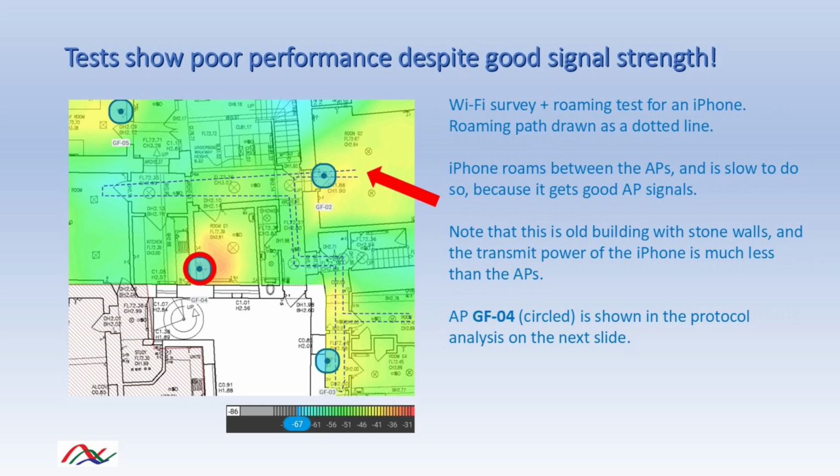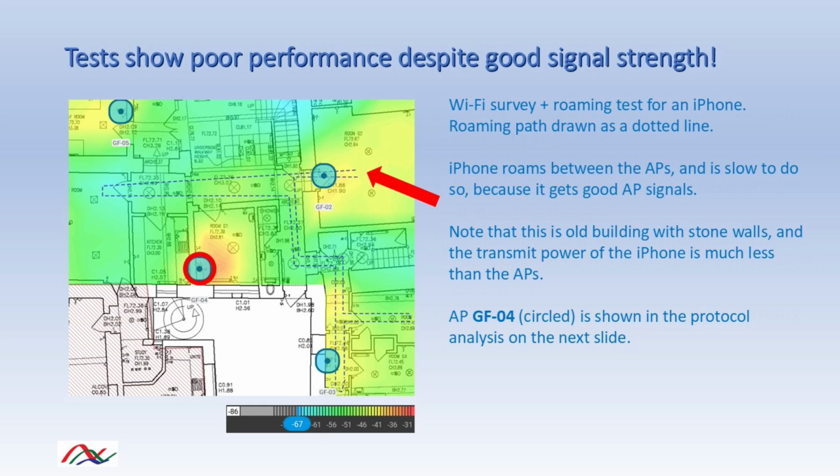As well as taking measurements for the heat map, a separate roaming test was done with an iPhone moving along the dotted line drawn on the heat map. The message frames between the iPhone and the APs were then captured for analysis with a separate protocol analysis tool. The analysis shows that whilst the iPhone does roam, it does so slowly because it's always receiving a strong signal from its connected AP. And this causes performance problems, which are shown in the protocol analysis on the next slide.